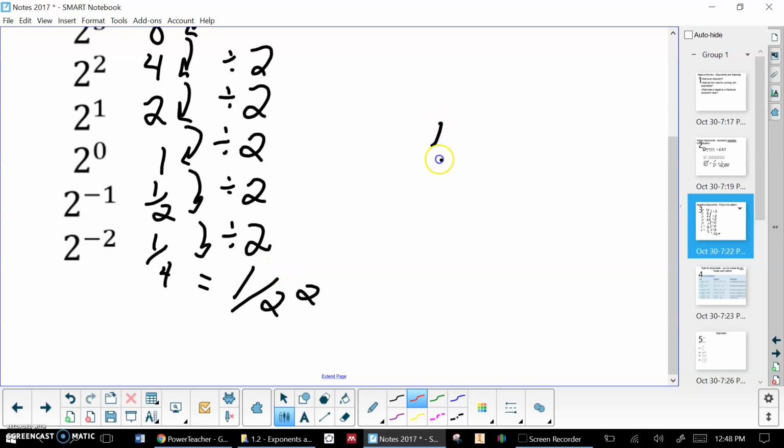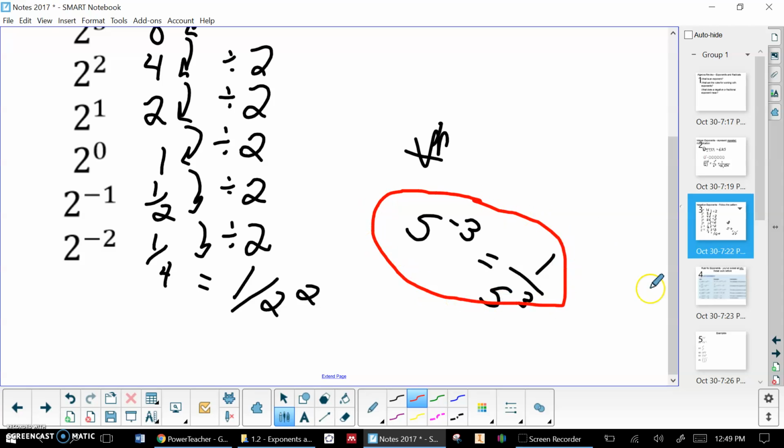If we have 5 to the negative 3rd power, that's the same as 1 over 5 to the positive 3rd power. It's just that reciprocal relationship going on there.